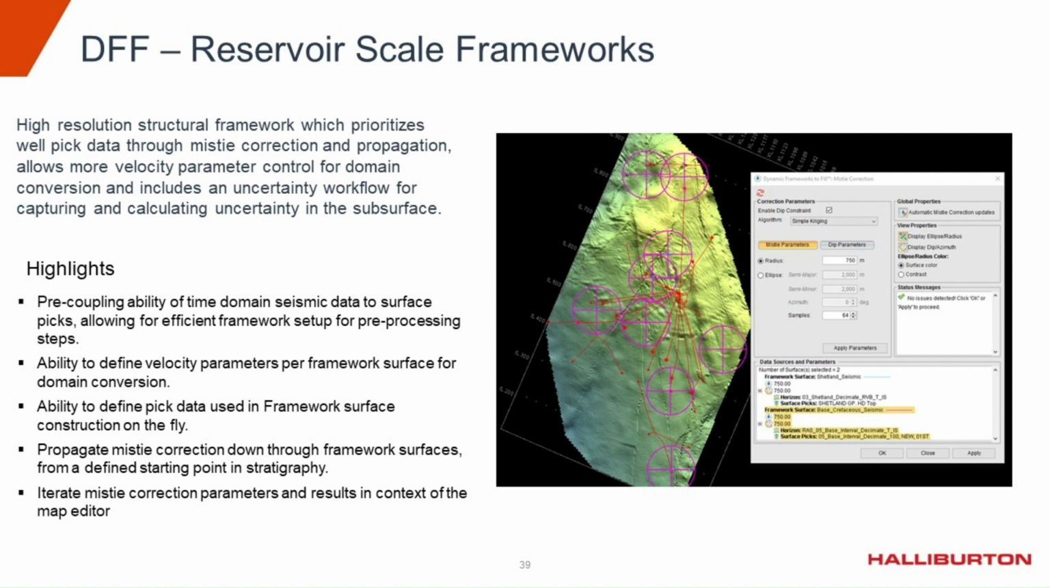Another distinguishing feature of reservoir scale frameworks is the ability, through a global toggle, to define a start point within the framework stratigraphy to propagate correction results downwards through subsequent surfaces, to ensure that surface pick data guides the resulting framework surface geometry within the defined radius and ellipses. By default, reservoir scale framework gridding resolution will match that of the input seismic data to achieve structural models that are based on the highest resolution data available, without losing the overall structure identified within the seismic data.